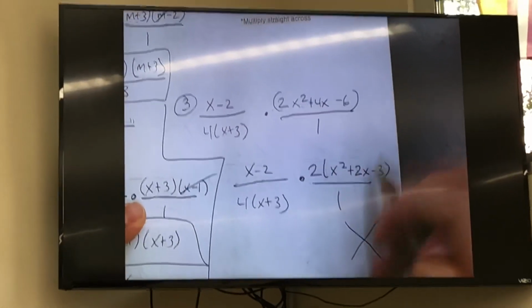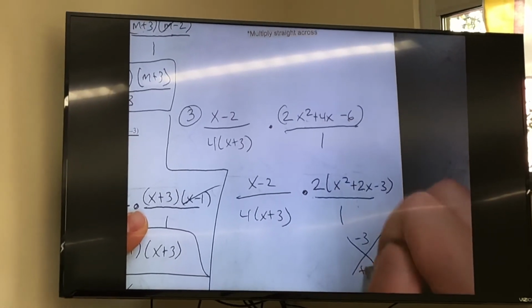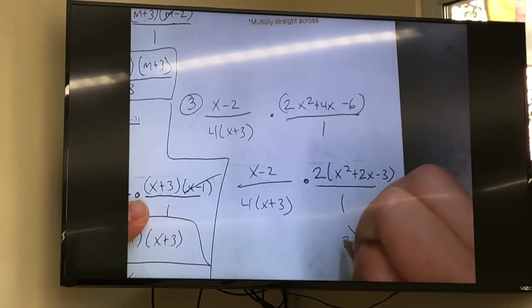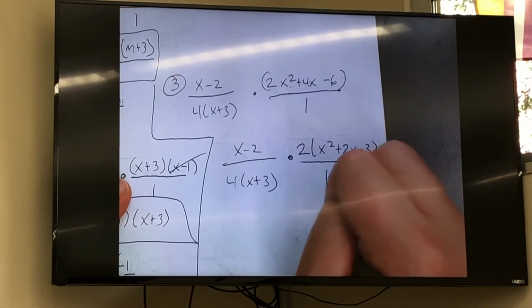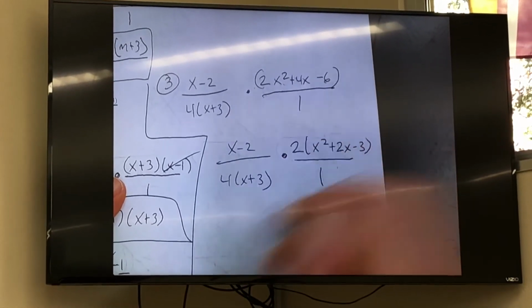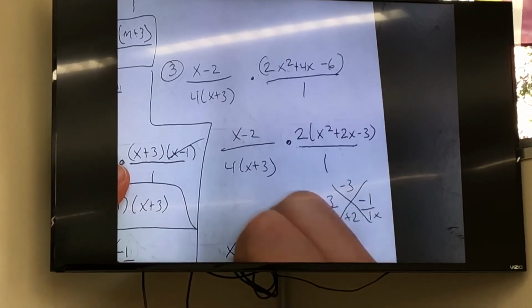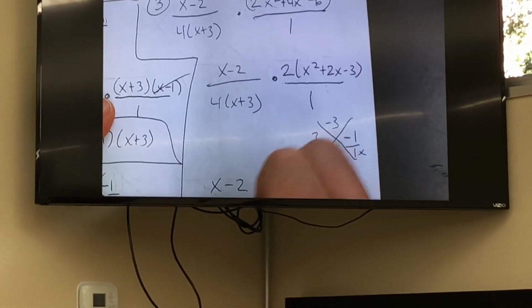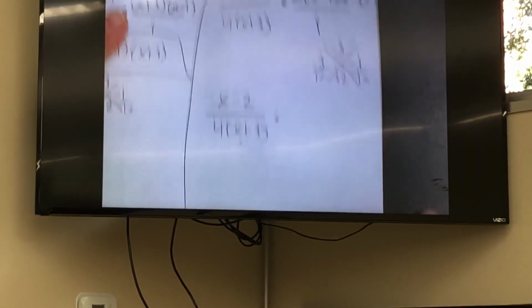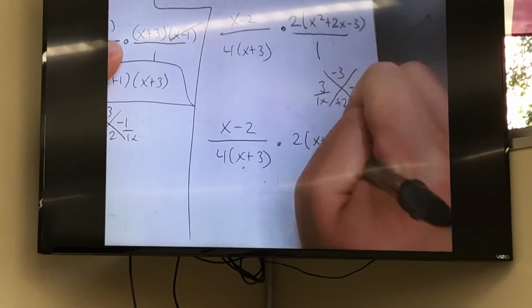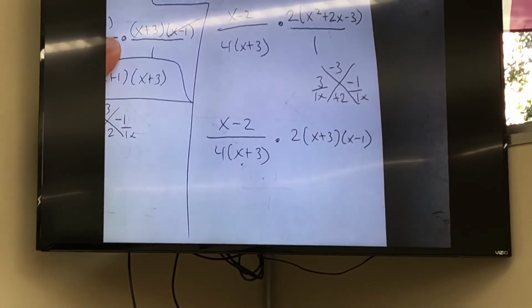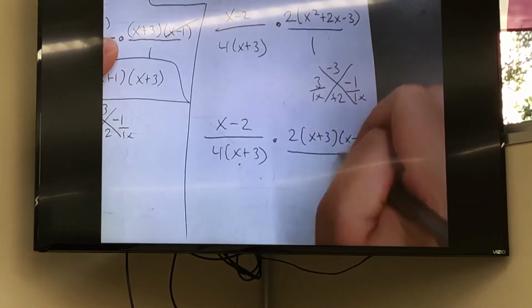So 1 times a negative 3. That makes a plus 2, 3 and 1, with the 1 being minus. Divide by our 1x. So again, we have x minus 2 over 4x plus 3, times 2 times x plus 3, x minus 1, all over 1.